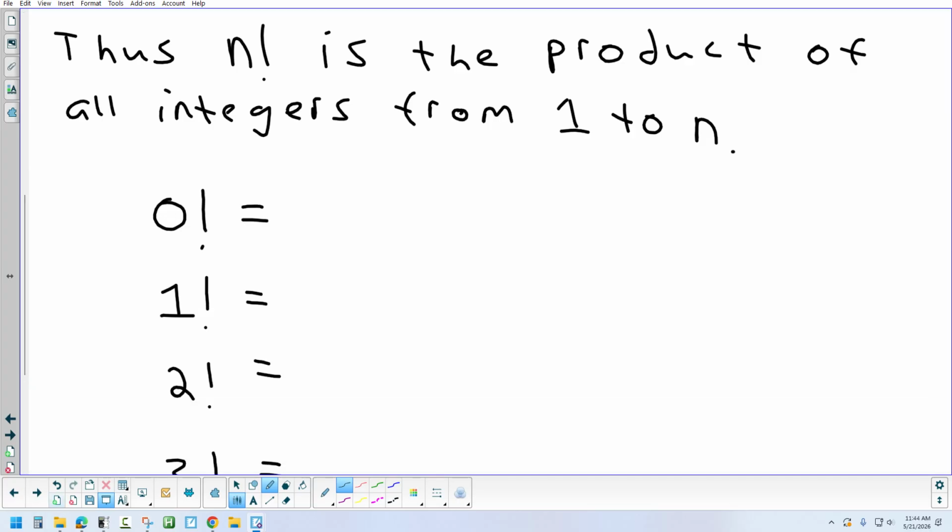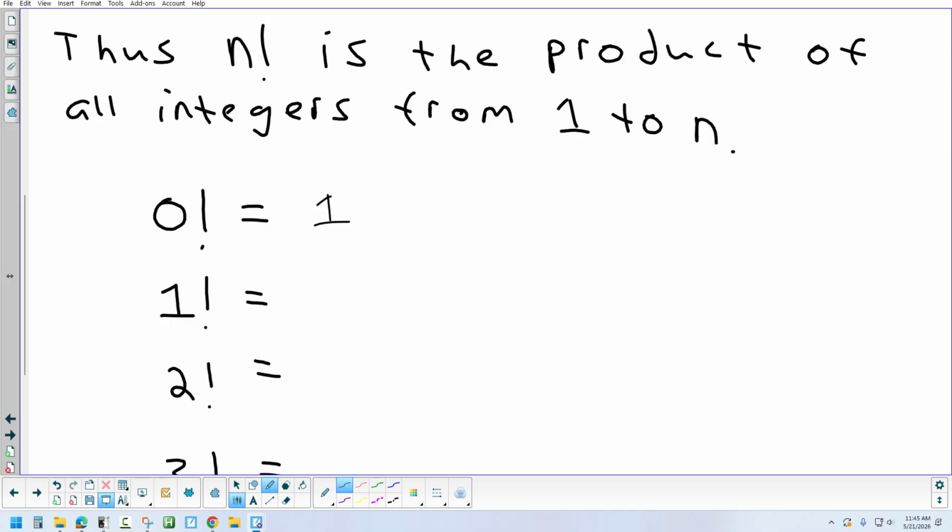So first one seems a little weird. A factorial is multiplying every number from your number down to 1. How do you multiply every number from 0 down to 1? That doesn't even make sense. So what they do is for 0 factorial, they just define it to be 1. Okay, so 0 factorial is just 1.